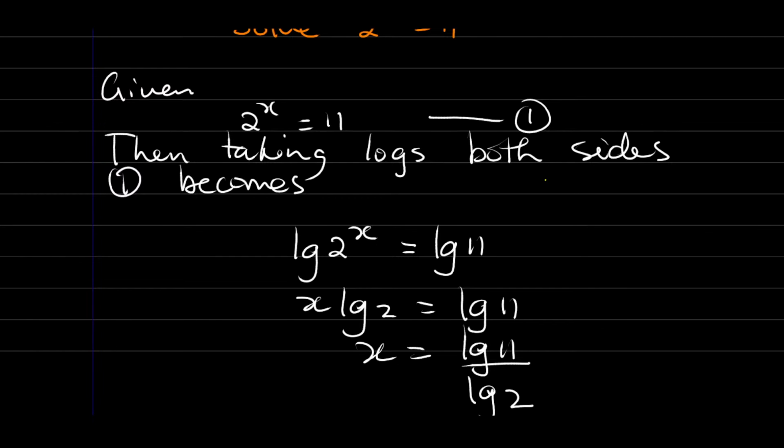Again, you can do this in lns as well. So you can write ln 2 to the power of x is equal to ln 11, and then you can say x would be equal to ln 11 over ln 2 when you work this part out. It's the same steps. You're just replacing lg with ln. The benefit of this ln is when you have a problem that has e, right?